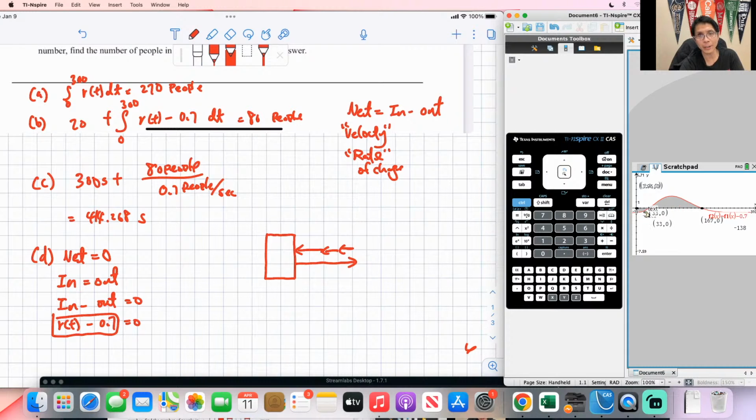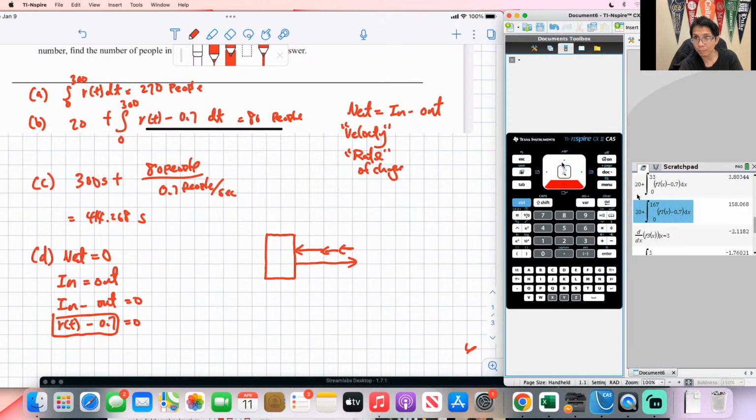So then you say, okay, well, what I'm going to do is I'm going to go back to calculate screen. And I'm going to go to here. I'm going to do this one. Why do I do this one? Because I have 20 between 0 to 33 of the net rate. Does that make sense? And I press enter. And this will give you 3.8, which is rounded to be 4 people.